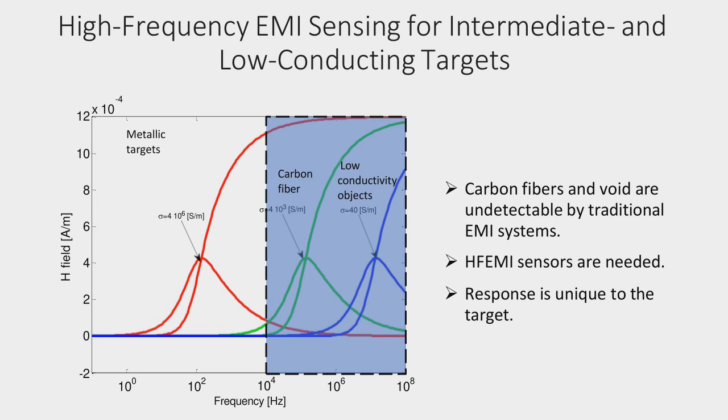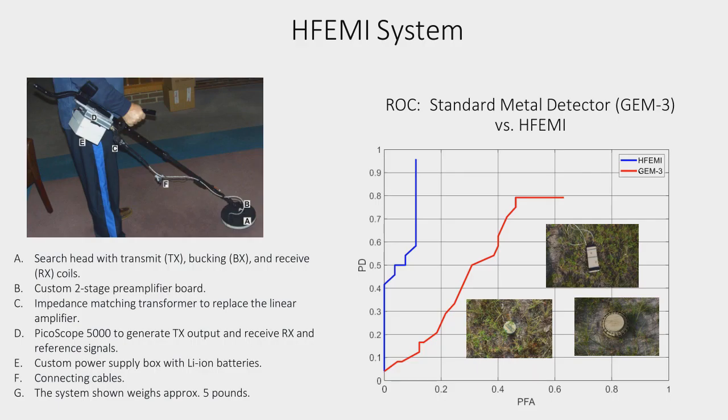we are not capturing this entire relaxation, meaning that maybe we will be able to detect, but it will be very difficult to classify. So these results led us to the conclusion that in order to detect and classify these low conducting materials, we had to push the frequency of the standard electromagnetic induction sensors towards high frequency. And to achieve this, we built a high frequency electromagnetic induction system.